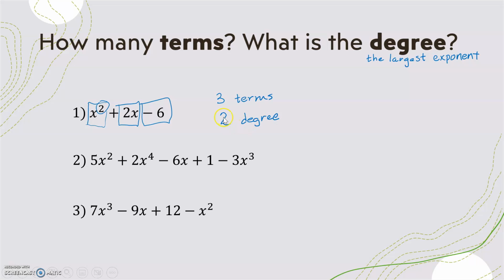I recommend that you pause the video here and see if you can at least mentally answer those questions for 2 and 3. All right. So 2 has 1, 2, 3, 4, 5 terms, and the degree is 4 because that's the largest exponent. Number 3 has 1, 2, 3, 4 terms, and the degree is 3 because the largest exponent is a 3.